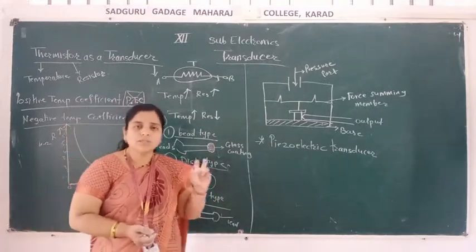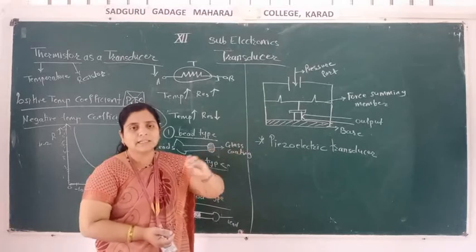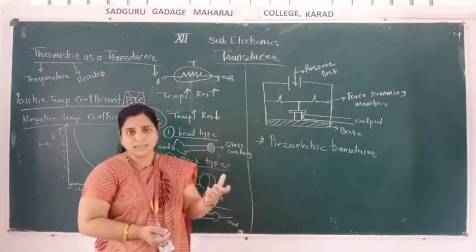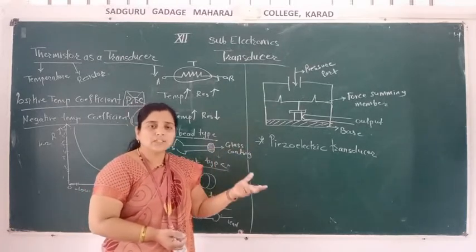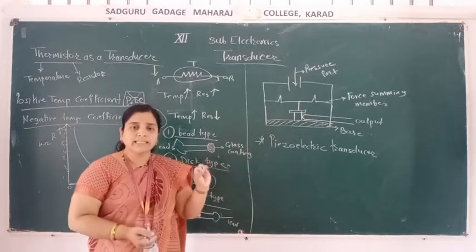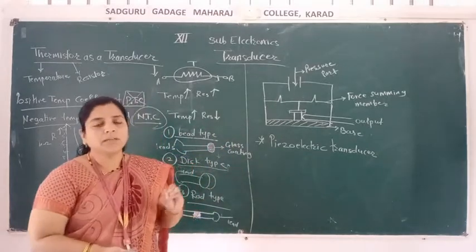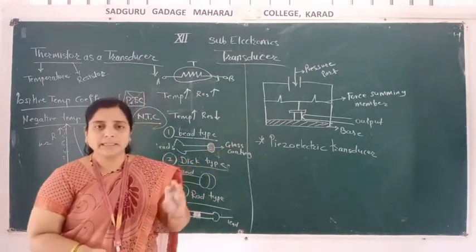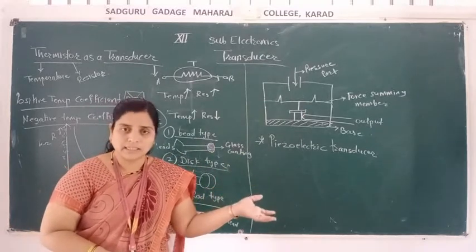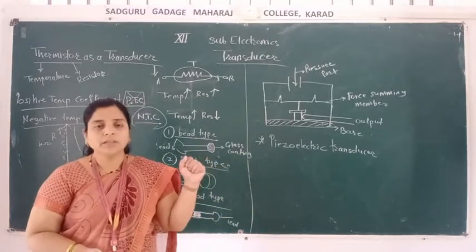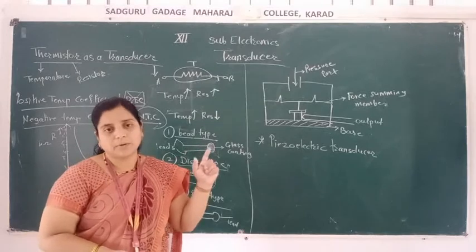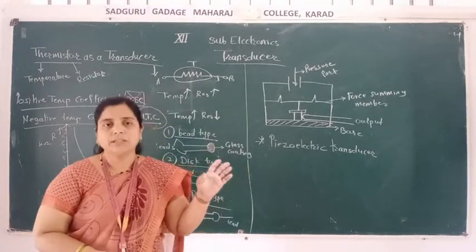So transducer means what? One form of energy is converted into another form, and that is called a transducer. So a thermistor is a transducer. Thermistor is used as a transducer means what? When temperature is given, its resistance decreases. So it acts on the principle of negative temperature coefficient.